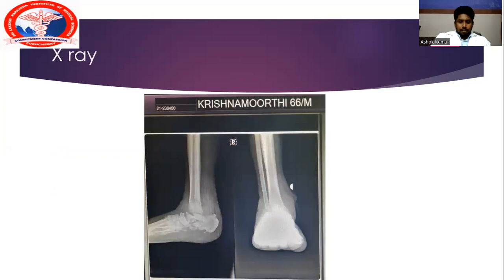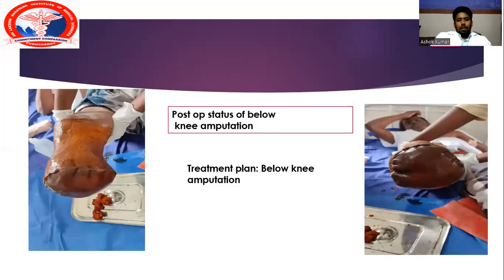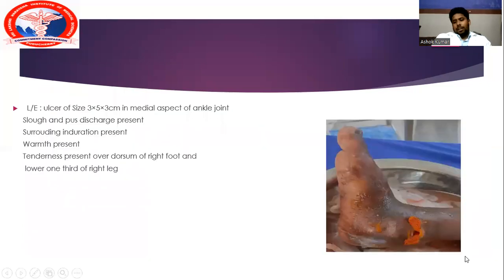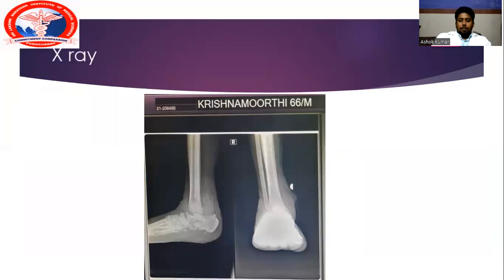So this is the X-ray. There is some bone erosion present over the calcaneum, and since he went for ARDS and was moving towards multiple organ dysfunction syndrome, he had foul discharge from the ulcer that was tracking down from the lower one third of the leg. It was piercing through the fascia, involving the muscles. We planned for below-knee amputation.